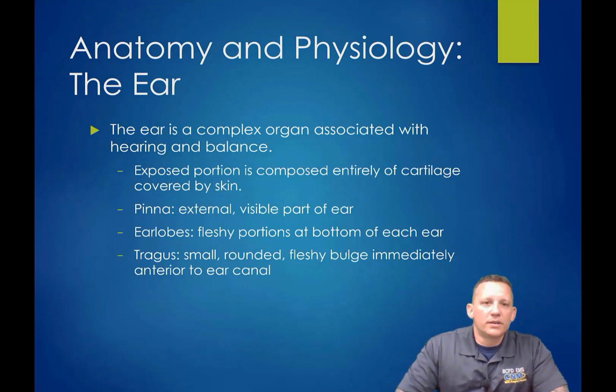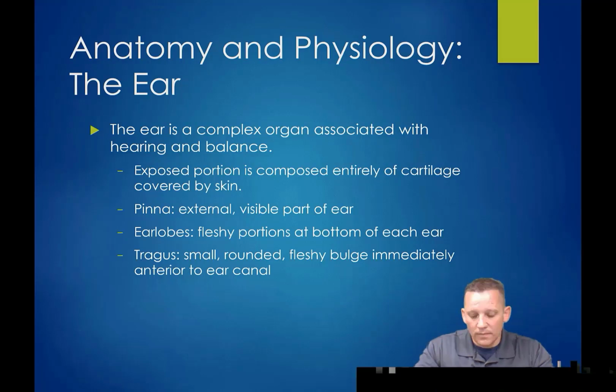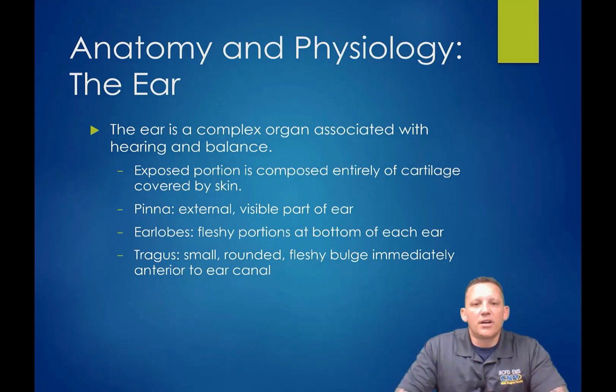Okay, moving on to a different structure, we're going to talk about the ear. The ear is a complex organ associated with hearing and balance. The exposed portion is made entirely of cartilage and it's covered by skin. The pinna is the external visible part of the ear, so that's anything external of the head. And then the earlobes are the fleshy portions at the bottom of the ear, which are either attached or detached, depending on genetics. The tragus is the small round bump that's directly in front of the ear canal.